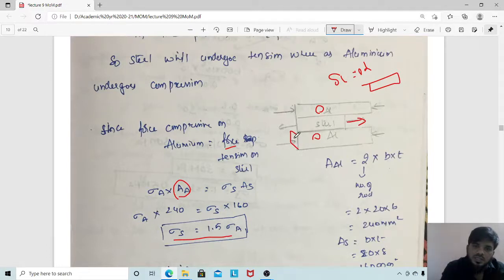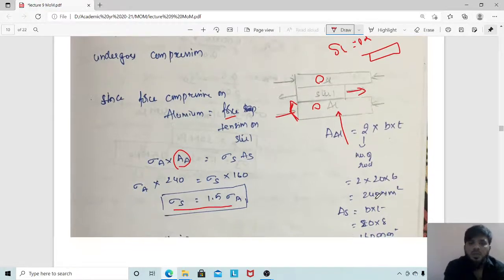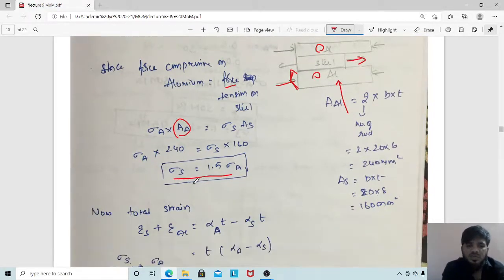Why are we taking B into T? Because the stress is acting on this cross section. What is this length we have taken? 20 mm. The thickness of the material is 6 mm. That's why I have taken 20 into 6, not the length. If the load were acting like this, then we would have to take the length as well as the thickness. But whereas the load is acting like this here, because of that we take 20 into 6 and we get the relationship between them.